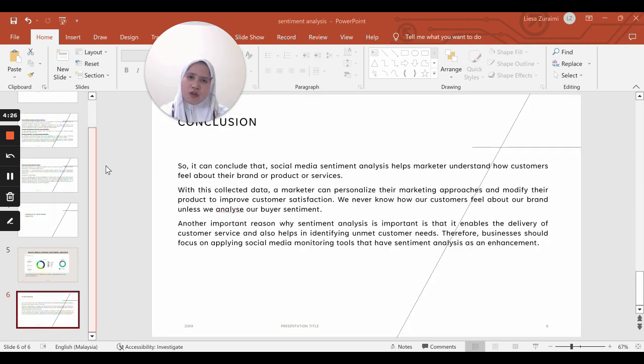So for the conclusion, it can be concluded that social media sentiment analysis can help marketers understand how customers feel about their brand or product or services. With this collected data, a marketer can personalize their marketing approaches and modify their product to improve customer satisfaction.